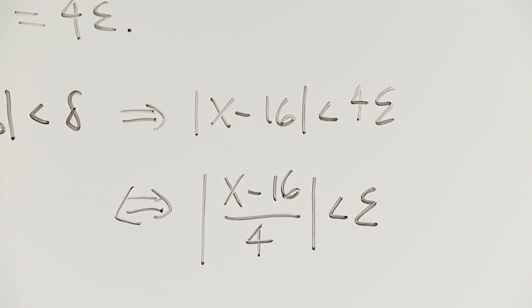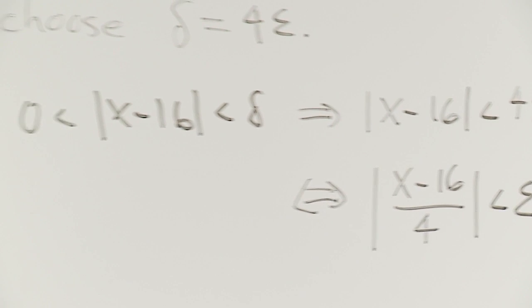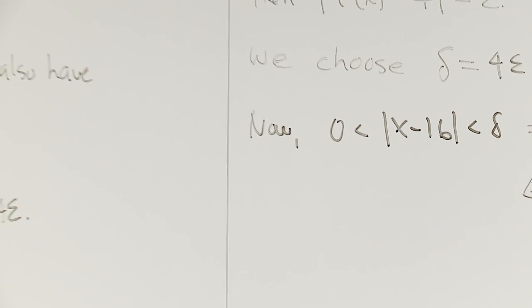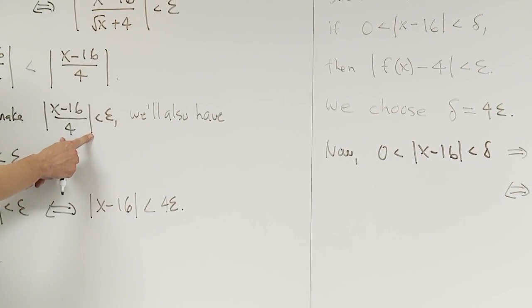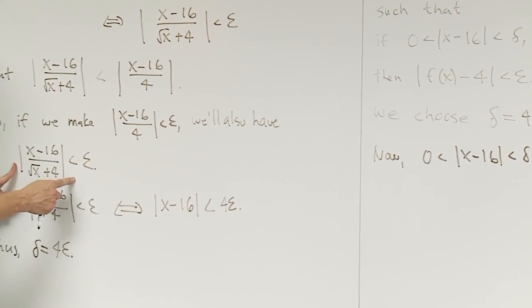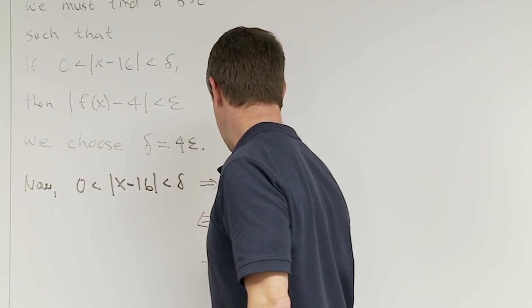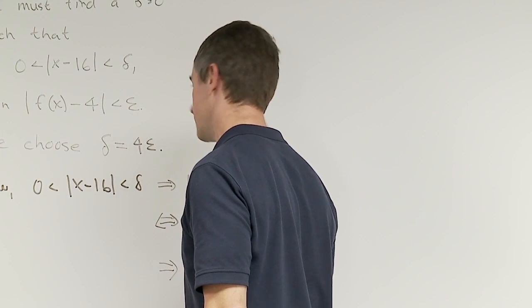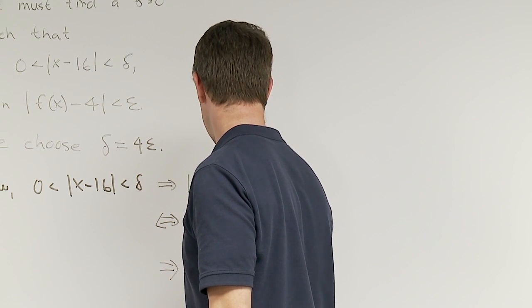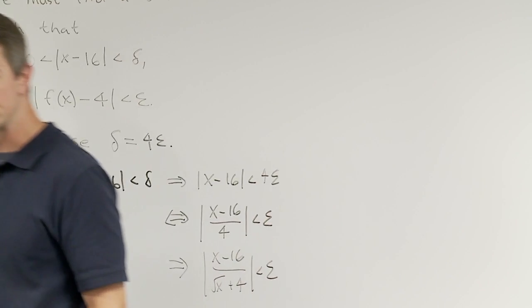And now we're going to really impress the person reading the proof, because we're going to say that since we know this is true, right, we know absolute value of x minus 16 over 4 is less than epsilon from over there, we're going to make the denominator even bigger by putting in a square root of x. So this statement implies, but is not equivalent to, this next statement: absolute value of x minus 16 over square root of x plus 4 less than epsilon.